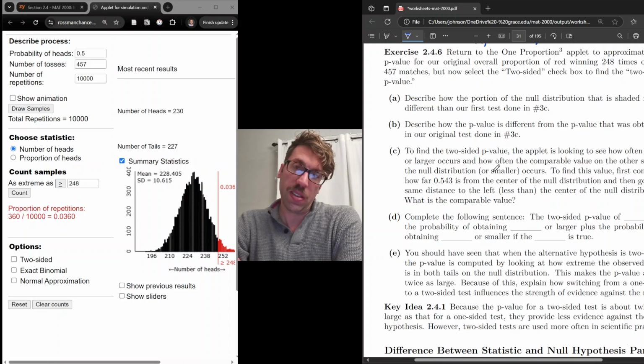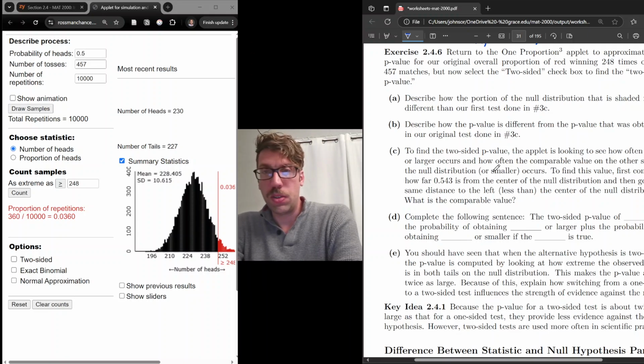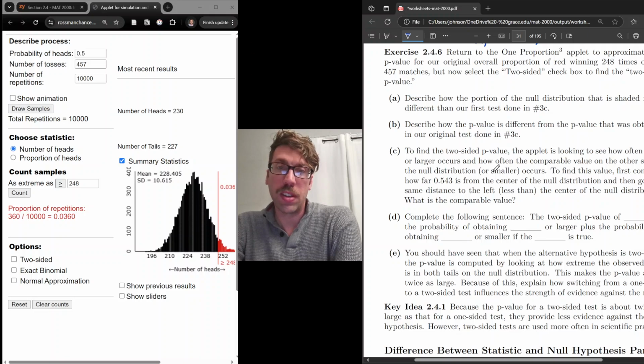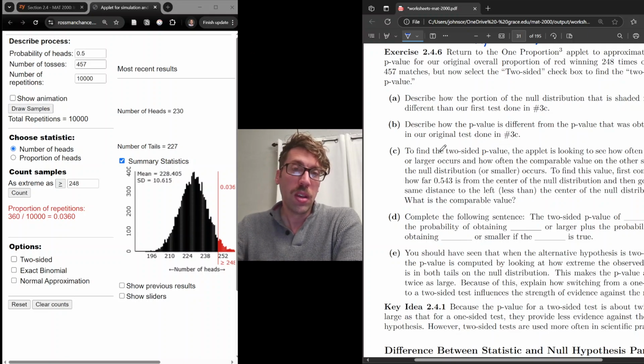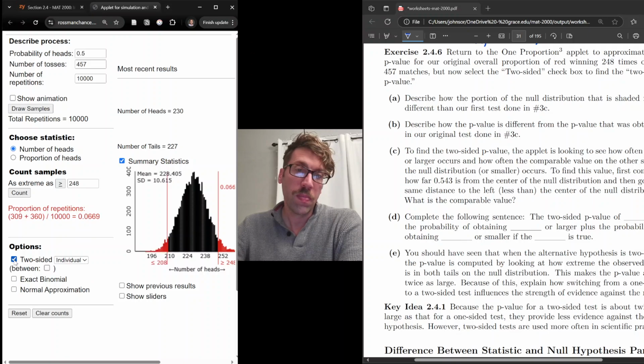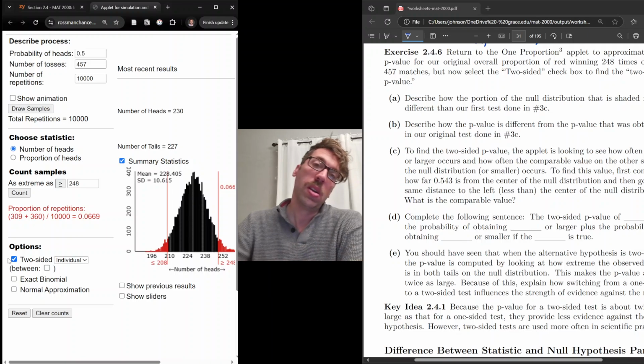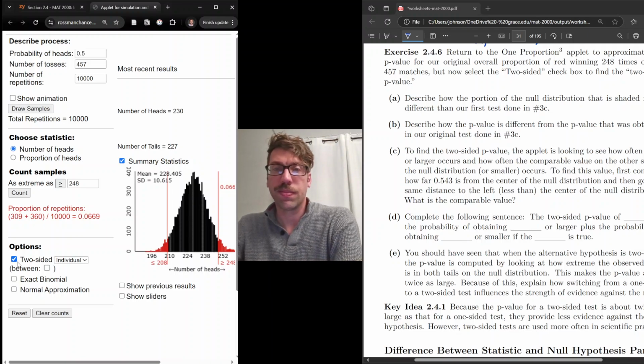So number 6, return to the one proportion applet to approximate the p-value for our original overall proportion of red winning 248 times out of 457 matches. But now select the two-sided checkbox to find the two-sided p-value. So here our p-value is about 0.036, but then I'd go two-sided, and it measures the other half too, and it's 0.066.